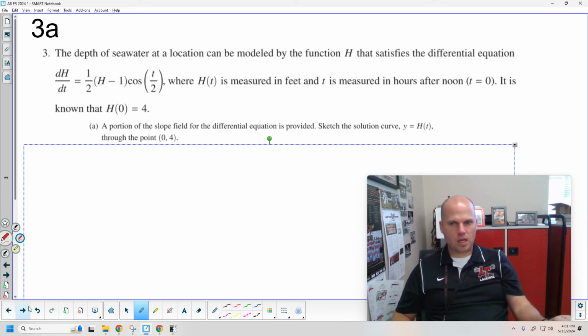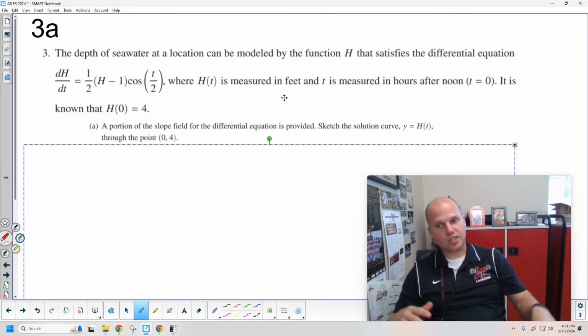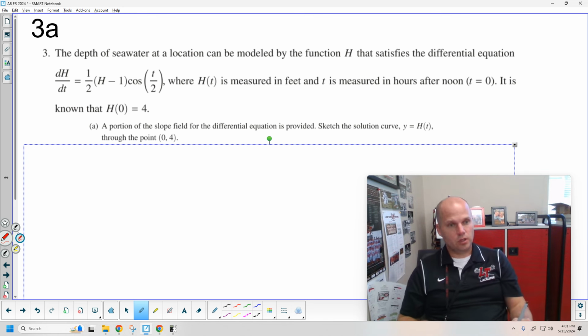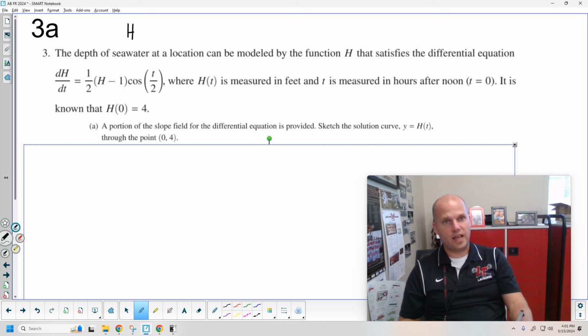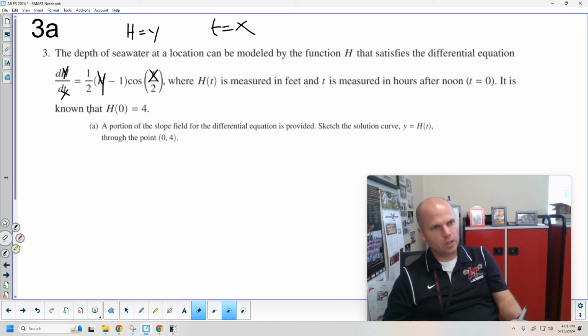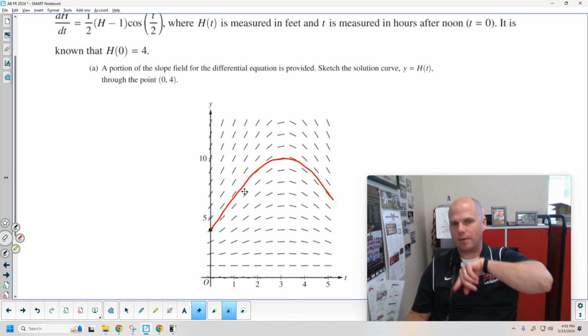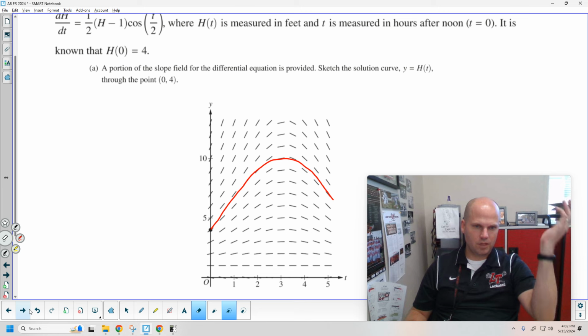Let's go to number 3, differential equation. Only H's and T's instead of X's and Y's. If you want, you could say H is Y, you could say T is X, and you've got a dy dx. You've got Y's, you've got X's. Could that help you? I don't know, but you're allowed to do that if you wanted to. But let's keep it here. We started with a slope field, and we just had to sketch something that fits. Easy 1 point.